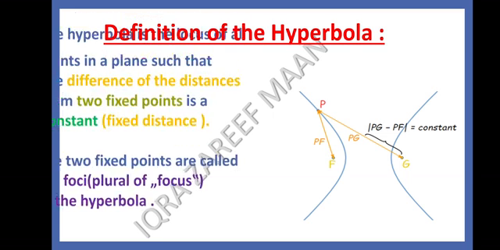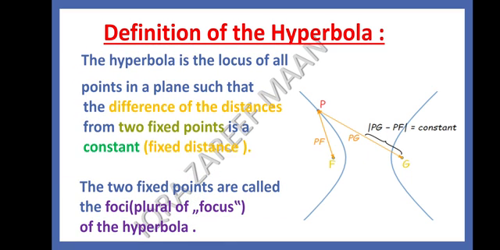Definition of the hyperbola. The hyperbola is the locus of all the points in a plane such that the difference of the distances from two fixed points is a constant fixed distance. In the case of hyperbola, we can see that the difference of the distances from two fixed points is a constant fixed distance. These three things are important.